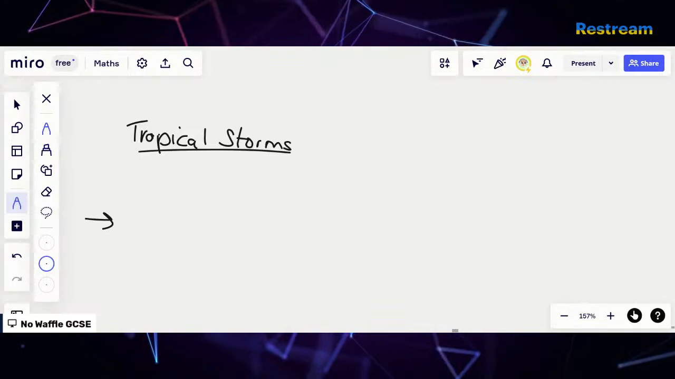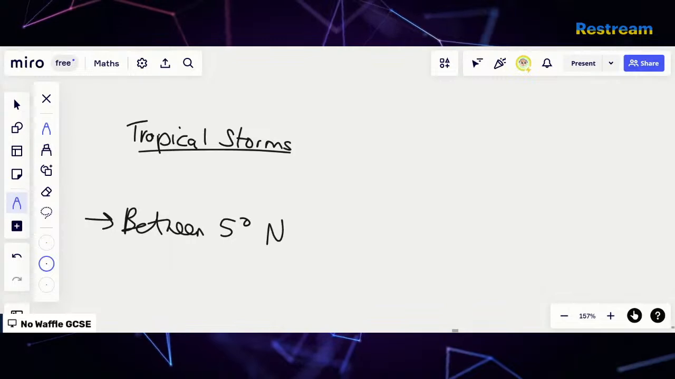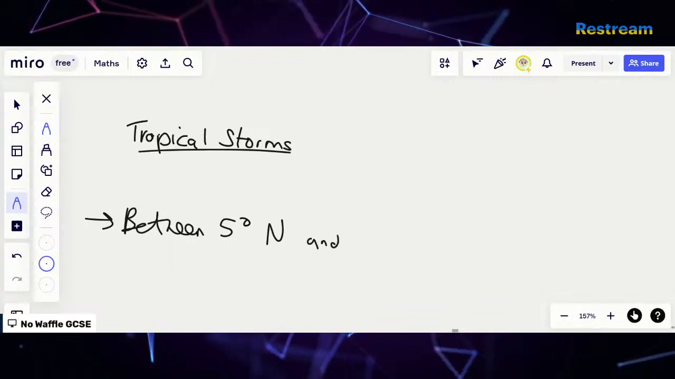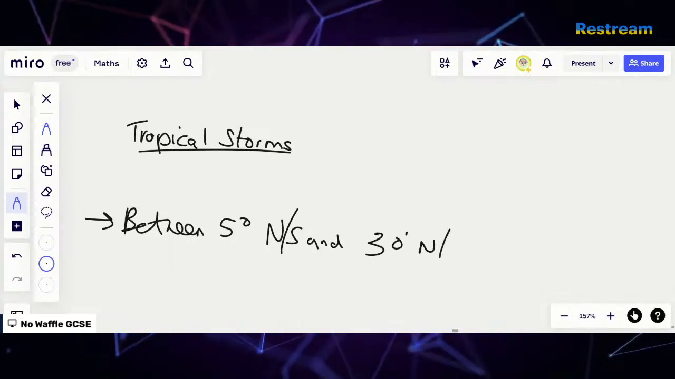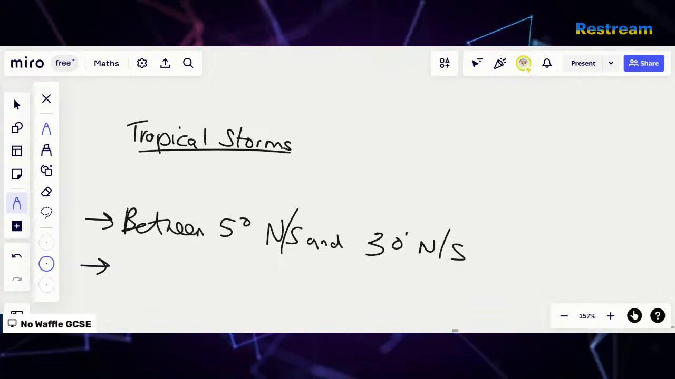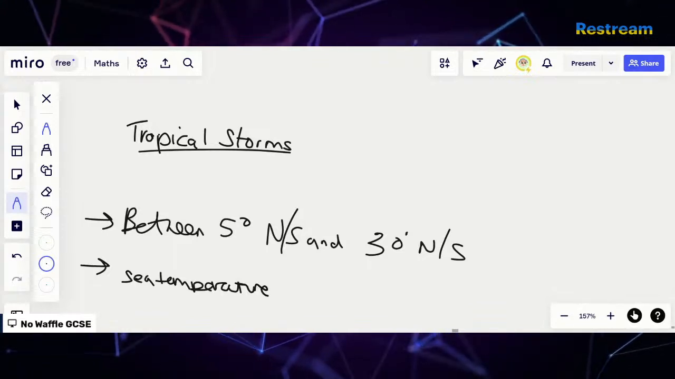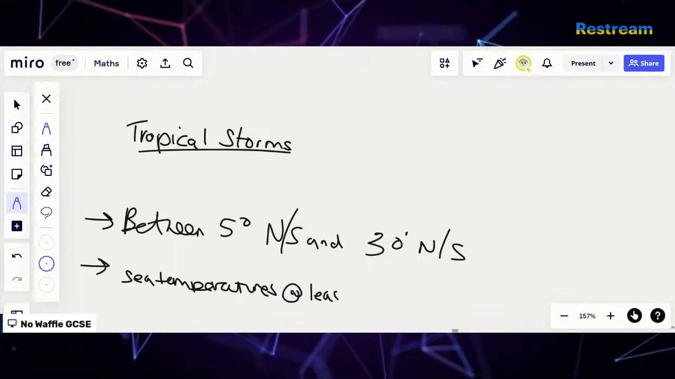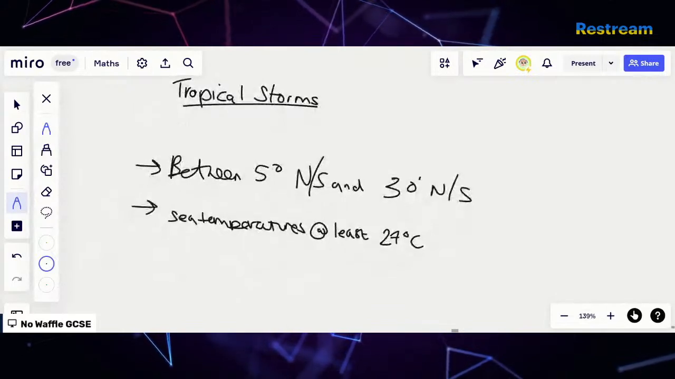So first thing, it needs to be between 5 degrees north and south and 30 degrees north and south of the equator. The second thing is it needs to have a certain temperature. So sea temperatures need to be at least 27 degrees. So not 37 degrees, 27 degrees.